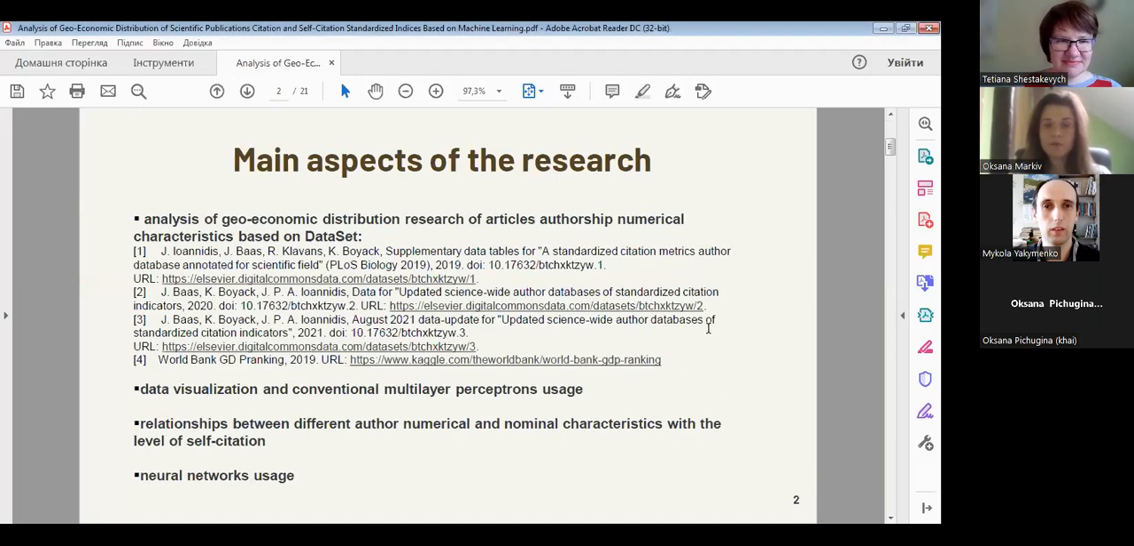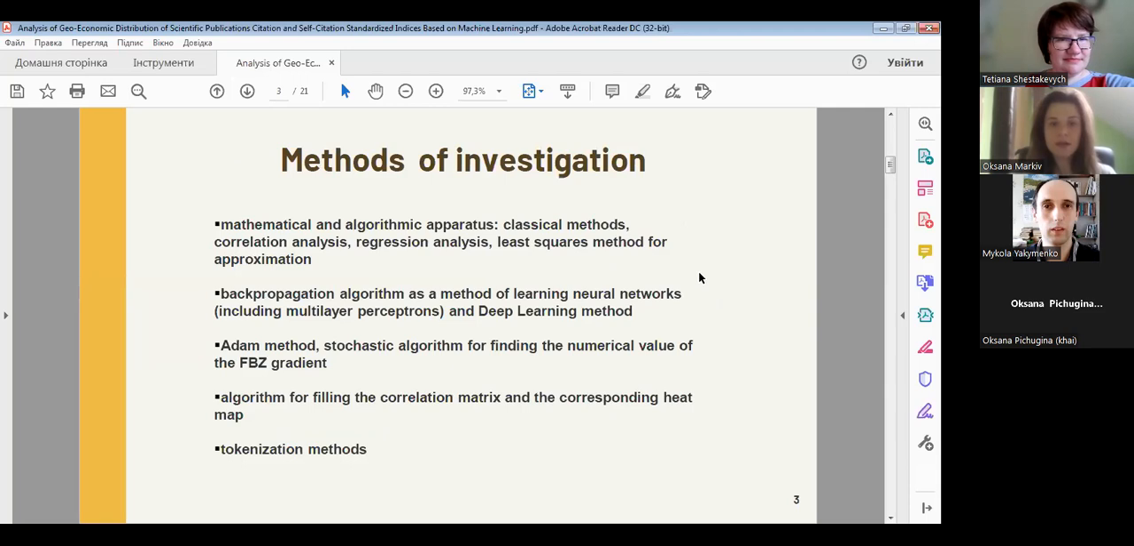I am going to focus on such main aspects of our research as visualization and analysis for geoeconomic distribution research, numerical characteristics, relationships between numerical and nominal data, as well as methods of using conventional perceptrons and neural networks to identify or refute the existence of nonlinear and complex relationships between parameters of an author and his level of self-citation. Studying such relationships requires certain math and algorithmic apparatus, backpropagation algorithms, and some algorithms for generating the required type of data, their visualization and tokenization have been supplemented, fulfilling the correlation metric that is used in our research.